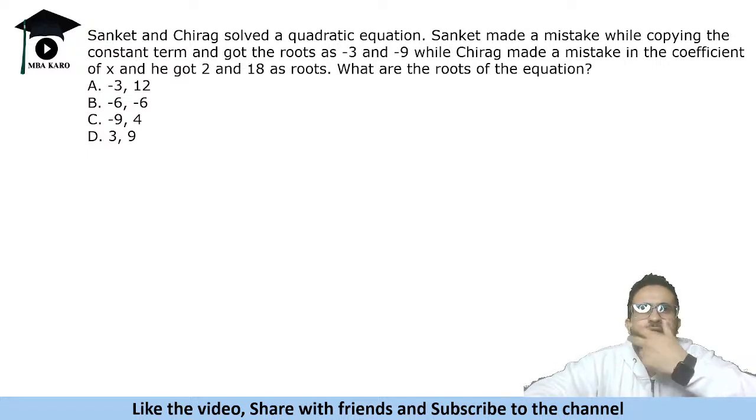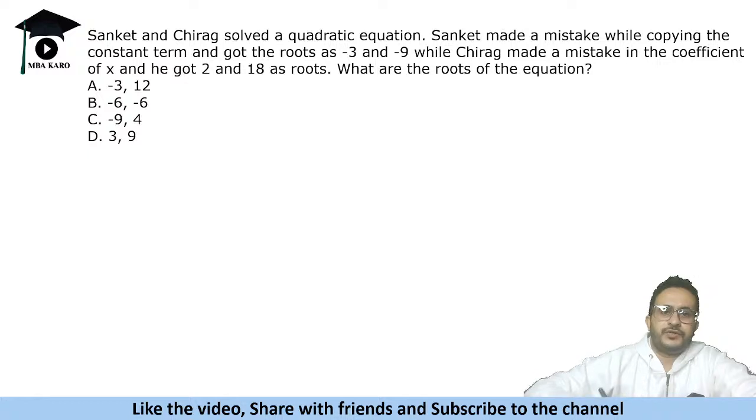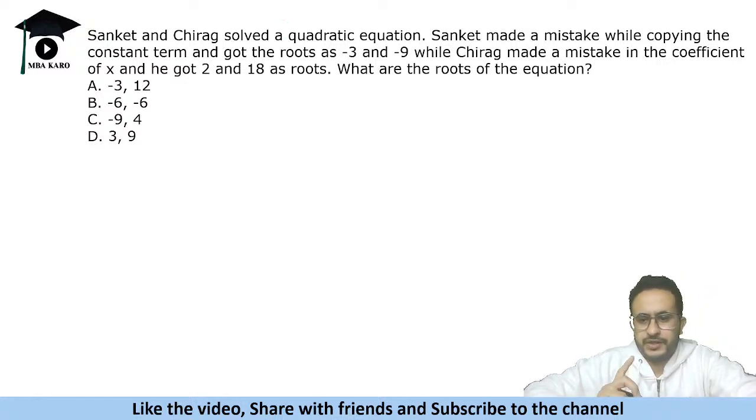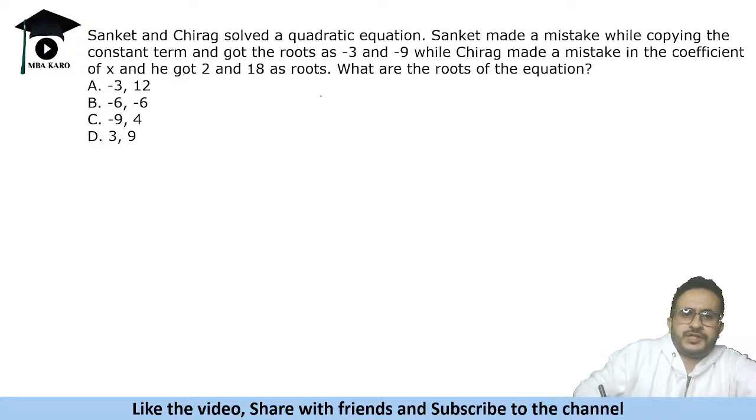So this is another kind of question which is sometimes asked in examinations, and a classic question on quadratic equation related to sum and product of the roots. Okay, now it says that there are two people, they are solving the same quadratic equation, and the first person made a mistake while copying the constant term. So we have a quadratic equation of this form: ax square plus bx plus c equal to 0. Now it says Sanket made a mistake in constant term.